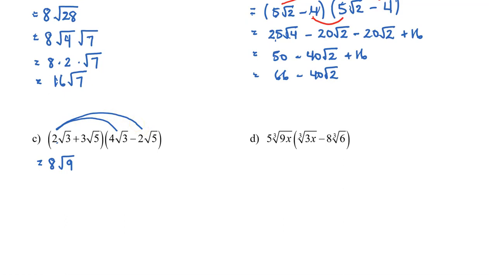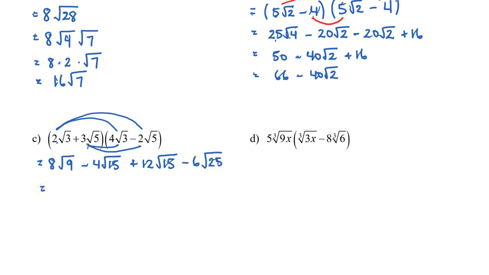times negative 2 root 5. So that's going to be minus 4 root 15. And then we have 3 root 5 times 4 root 3. That's going to be positive 12 root 15. And then lastly, we have 3 root 5 times negative 2 root 5. So that's going to be minus 6, and then root 25.